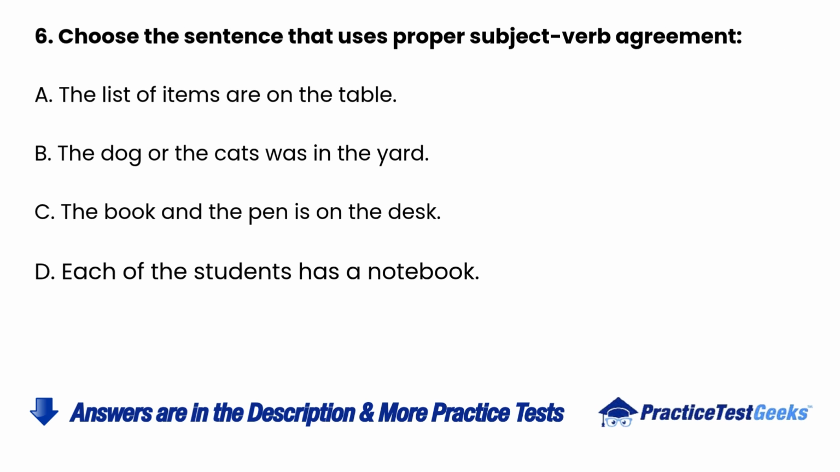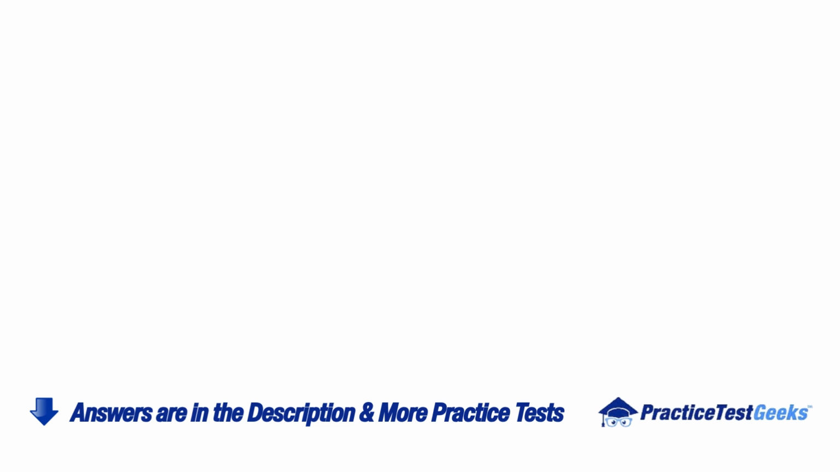6. Choose the sentence that uses proper subject-verb agreement. A. The list of items are on the table. B. The dog or the cats was in the yard. C. The book and the pen is on the desk. D. Each of the students has a notebook.